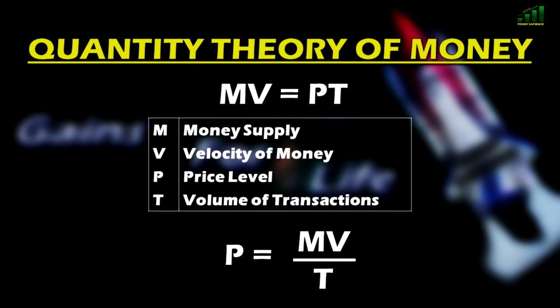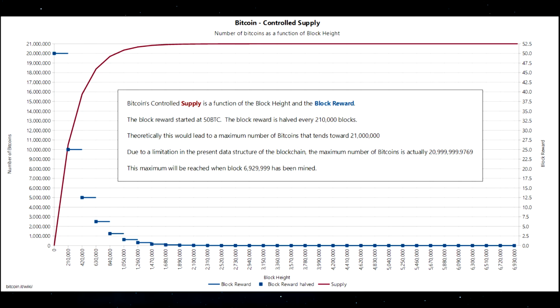Now, let's rearrange the equation to get P equals MV over T. But we now need to use the inverse of this to get the price of Bitcoin in terms of BTC/USD. Let's figure out the inputs. Money supply is easily determined as Bitcoin has a hard cap of 21 million units.